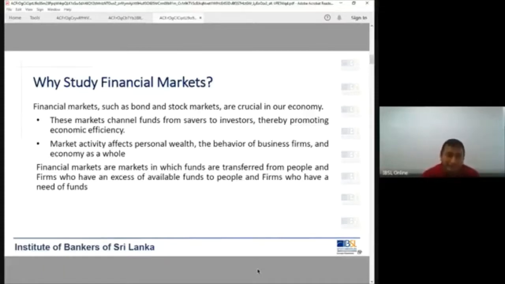So basically, you invest in their financial assets, through which you promote economic efficiency. Right? I am saying economic efficiency because you invest your excess in opportunities that you see as creditworthy.